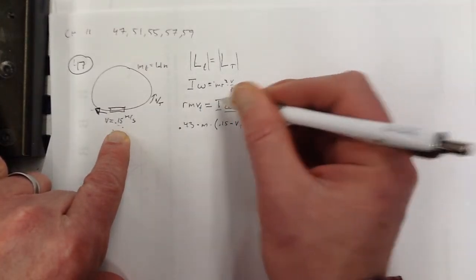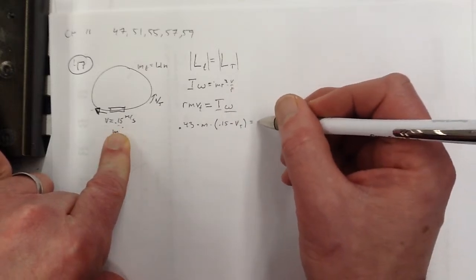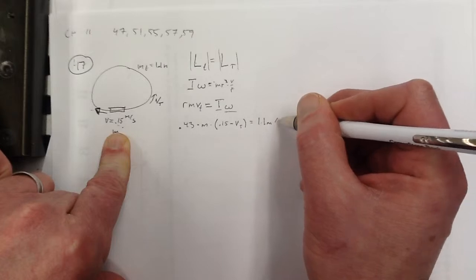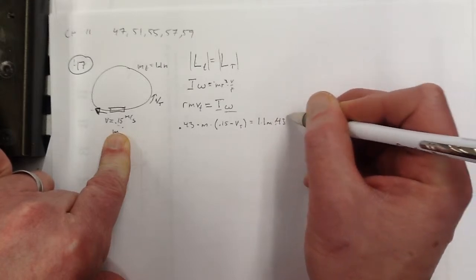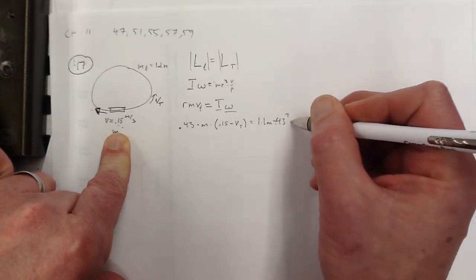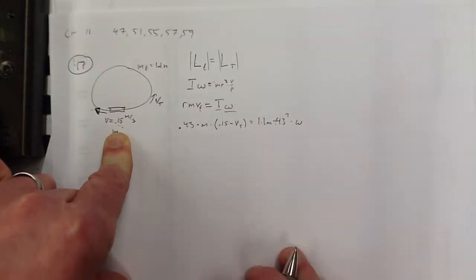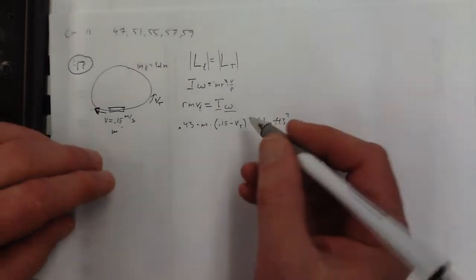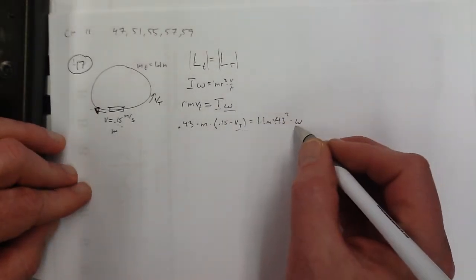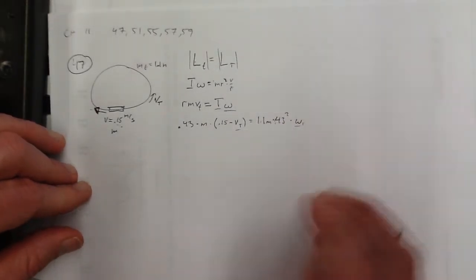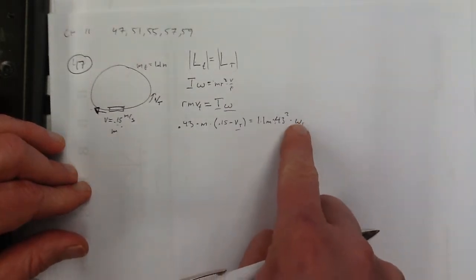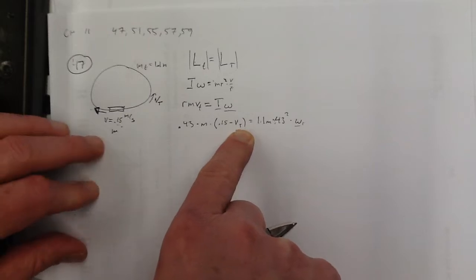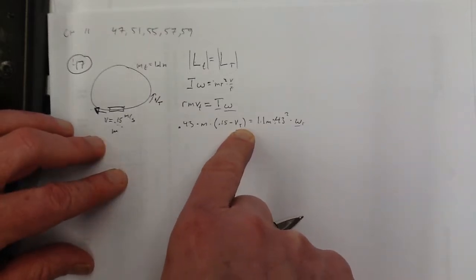And that's equal to, the track is like a hoop, that's m r squared times omega. And we got two unknowns in here. This is the velocity of the track, and this is the angular velocity of the track. Since we're trying to find this one, I can substitute here. V is equal to omega times r, right?